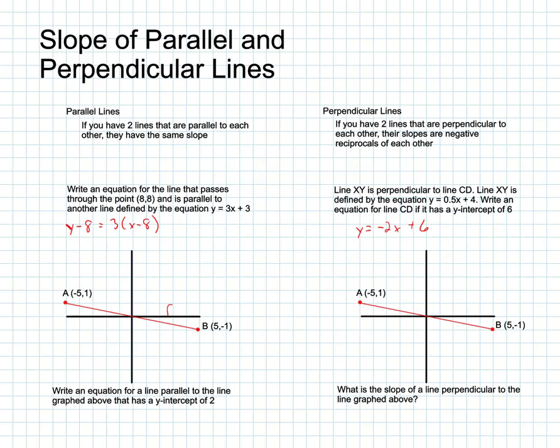So our slope is going to equal the rise, which is 1, over the run, which is negative 5. So our slope is negative 1/5. Our line is parallel to that and has a y-intercept of 2. So the equation for our parallel line will be y = -1/5 x + 2.